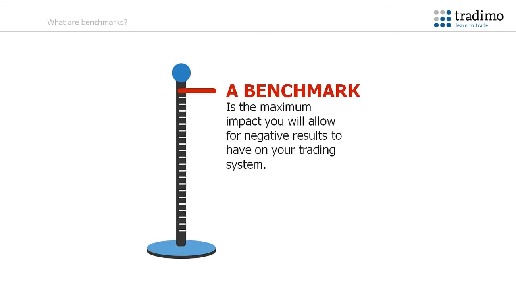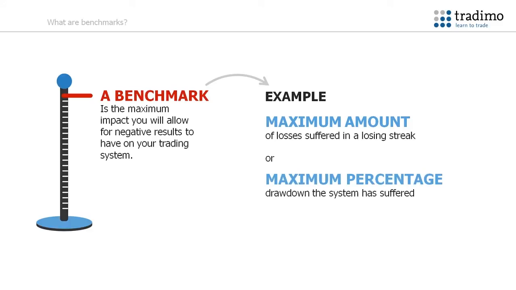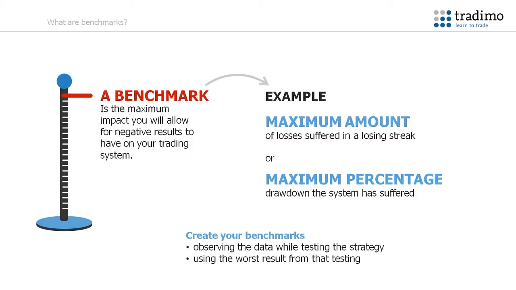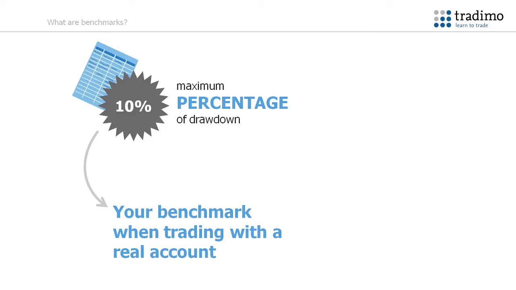A benchmark is the maximum negative impact you will allow to have on your trading system. For example, it may be the maximum amount of trades suffered in a losing streak, or the maximum percentage drawdown that the system has suffered. You create your benchmarks by observing the data you have collected while testing the strategy, and using the worst result from that testing. So, for example, if the maximum percentage drawdown of your trading account was 10% while testing your system, then this is the benchmark when trading with a real account.